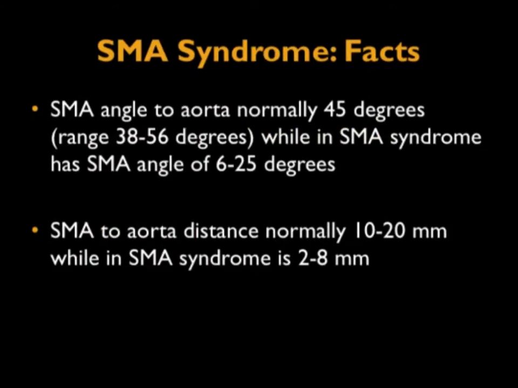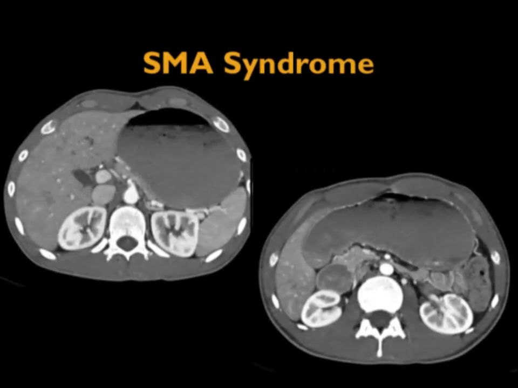Just some magic numbers. SMA angle to aorta is normally about 45 degrees, while in SMA syndrome it's under 25 degrees, and typically in my experience is even narrower than that, probably more in the 10-degree range. Also, the SMA to aorta distance, which is normally 10 to 20 millimeters, is under 10 millimeters, typically 2 to 8 millimeters. Now, a classic example is this.